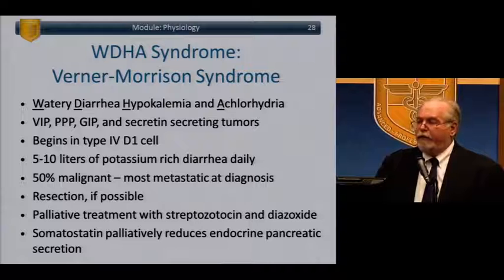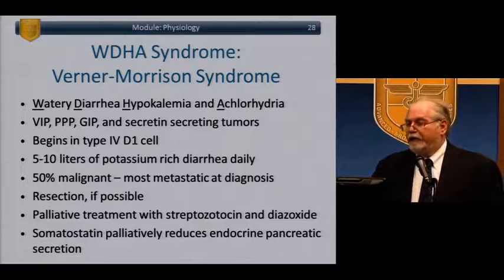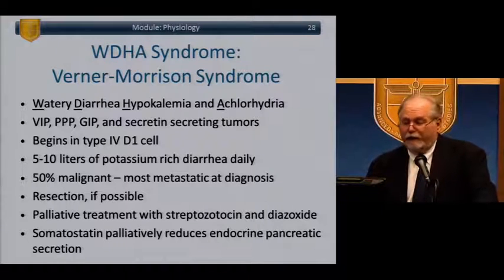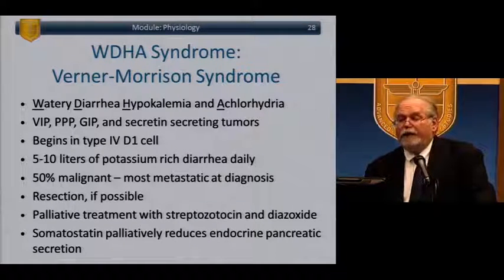WDHA, or Verner-Morrison syndrome, watery diarrhea, hypokalemia, achlorhydria, are tumors of VIP, PP, GIP, and secretin. They begin in the type D1 cell, with 5 to 10 liters of potassium-rich diarrhea daily. Most are malignant, and most are metastatic at diagnosis. The treatment is resection if possible. Palliative treatment with streptozotocin and diazoxide, and again, somatostatin analog palliatively reduces the endocrine flow.